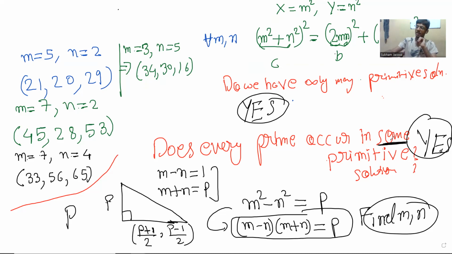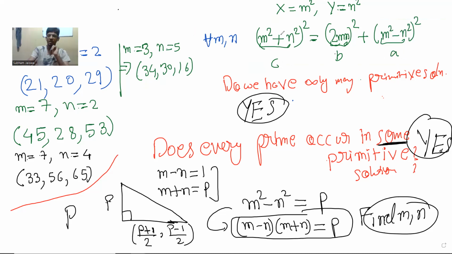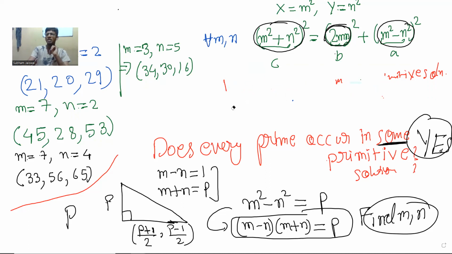The first question is basically that we have found infinitely many solutions in this way, right? This m square minus n square, 2mn and m square plus n square. In this way we have found infinitely many solutions, and that has answered so many questions, right? Good. So that's a good thing.